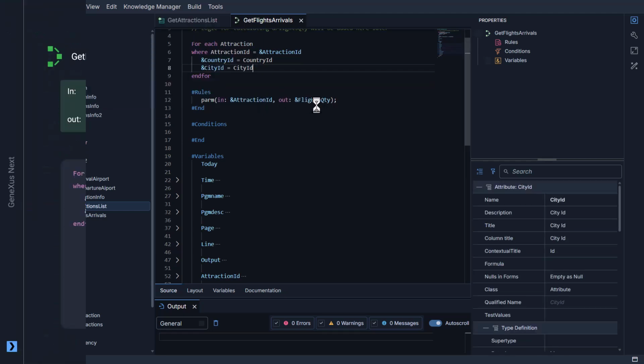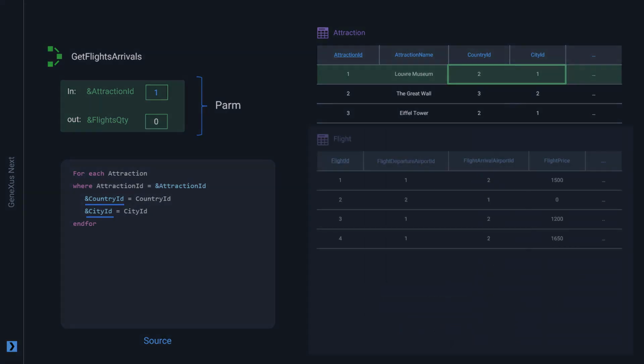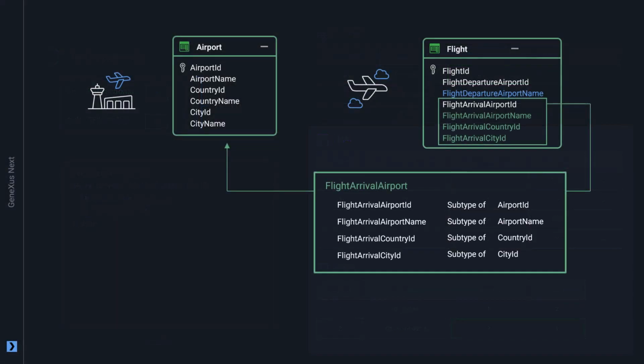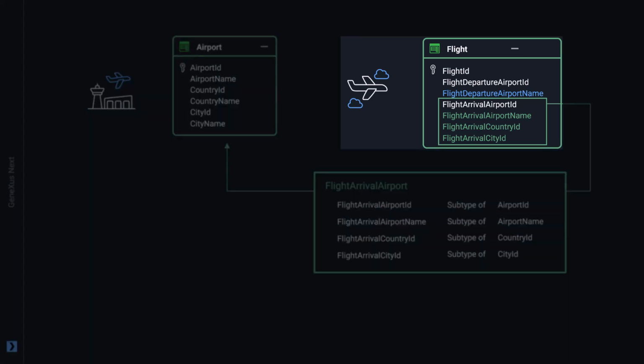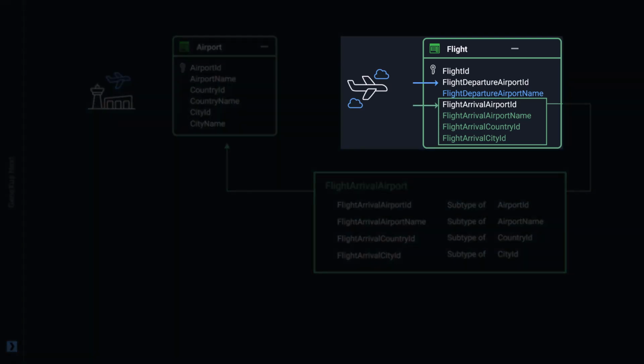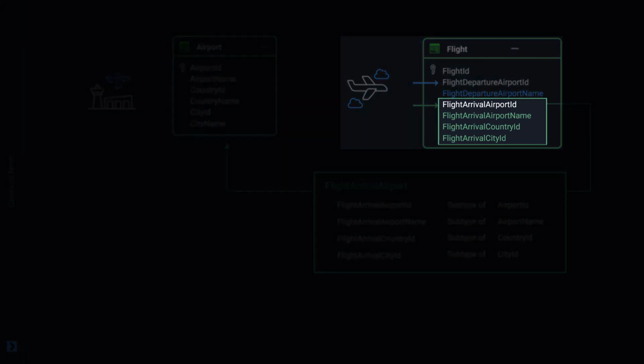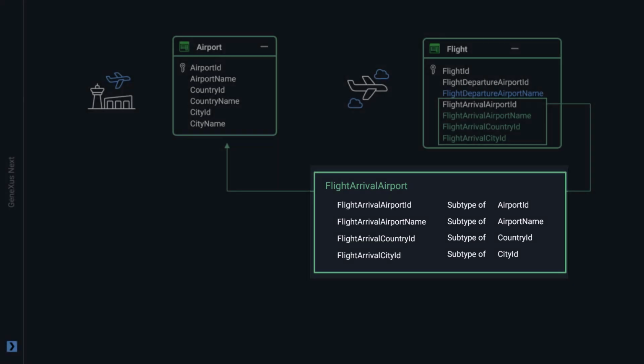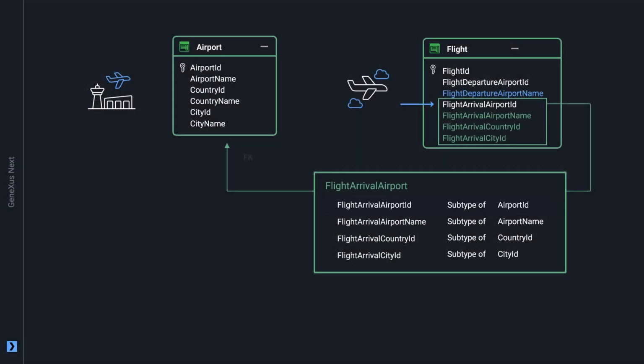Let's save. Now we have to count the number of flights arriving at airports in that country and city. How do we do this? Remember that to represent that a flight had a departure airport and an arrival airport, we had created two groups of subtypes. In particular, the one we are interested in here, the arrival airport. We had seen that, being a subtype of airport IDA, it became a foreign key to the airport table. And from there, we could infer these two attributes, which are the ones we are now interested in.